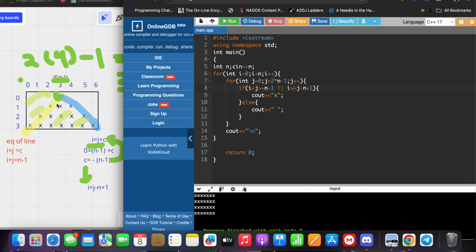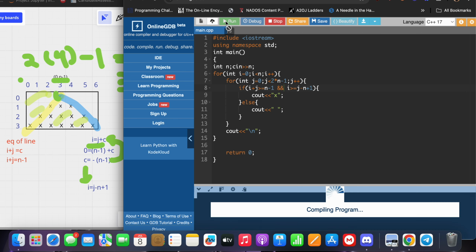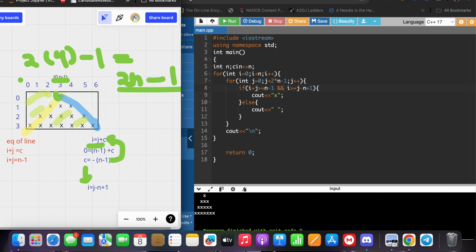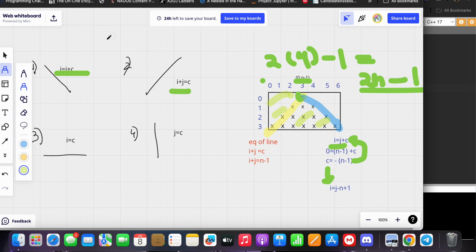For printing just this part only, instead of or, I'll do and, and see, it will print this only. See, this is the pattern printing concept. You just need to know the line equations: this i equals j plus c, and this side line is i plus j equals c, where c is a constant. You can remember it as y equals mx plus c, this line, and this line is i plus j equals c.